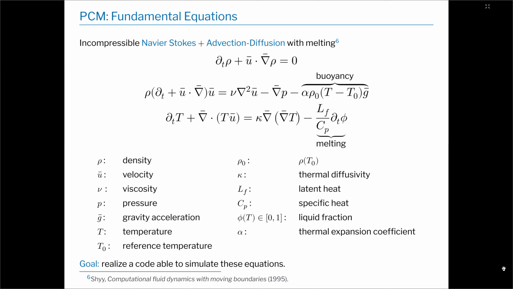Phi is the liquid fraction, which is simply defined as the ratio of molten substance to total substance inside of a neutral fluid. And it is 1 if the solid is completely molten, and 0 if we are in a completely solid situation.